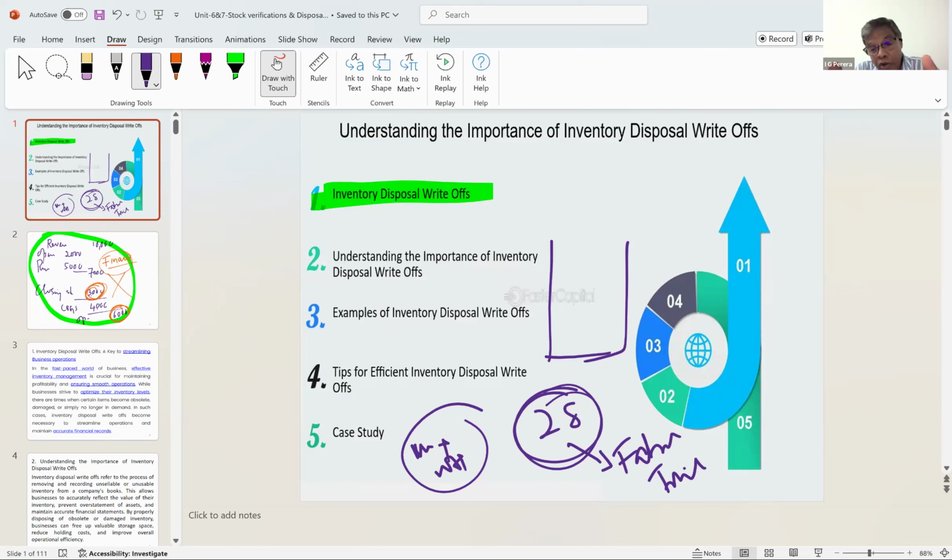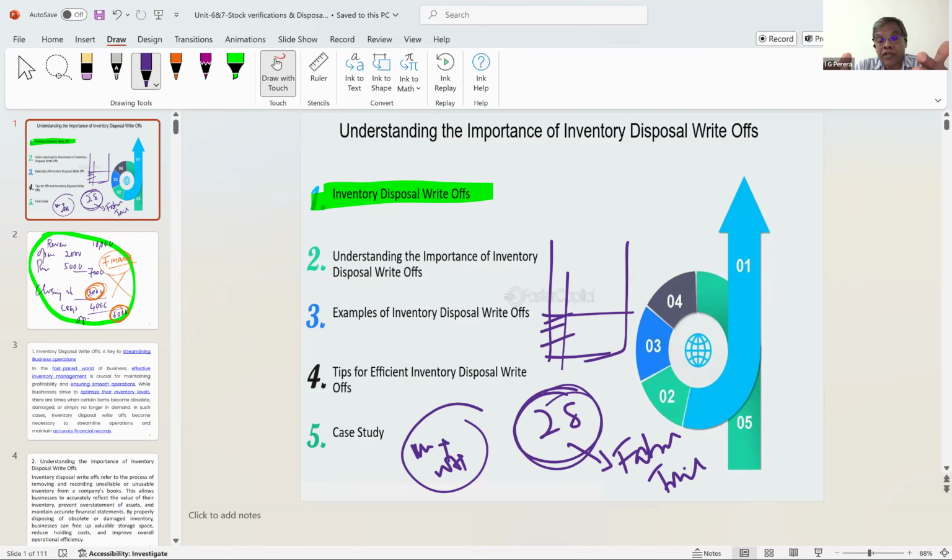Then the list is given to the warehouse manager. The warehouse manager will pick those items separately and put them in a different location. Then the items to be written off for May are placed in that location. No other items are put in that location. Only write-off items.